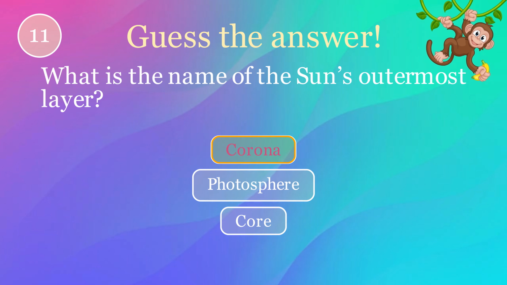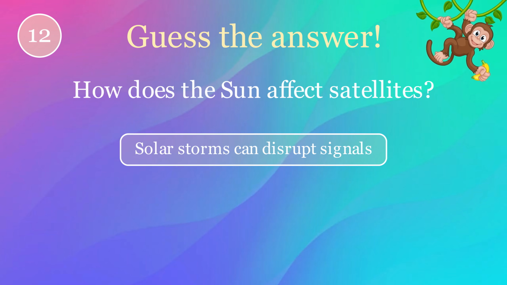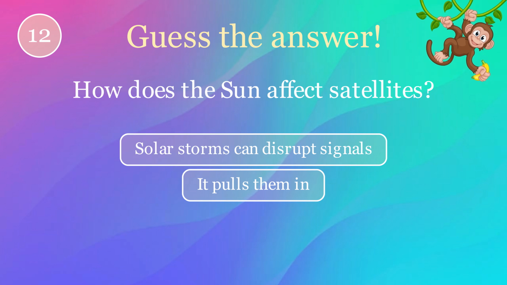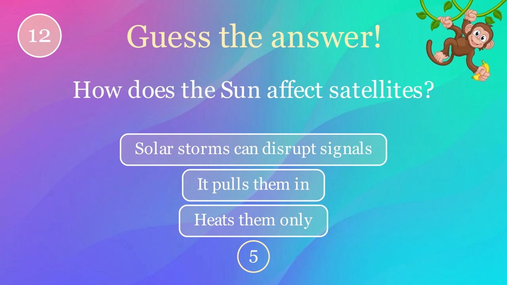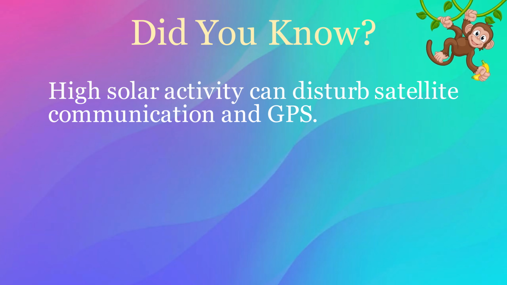How does the sun affect satellites? Solar storms can disrupt signals. It pulls them in, heats them only. The correct answer is solar storms can disrupt signals. Here's an interesting fact: high solar activity can disturb satellite communication and GPS.